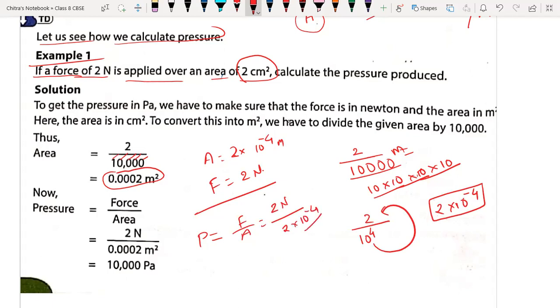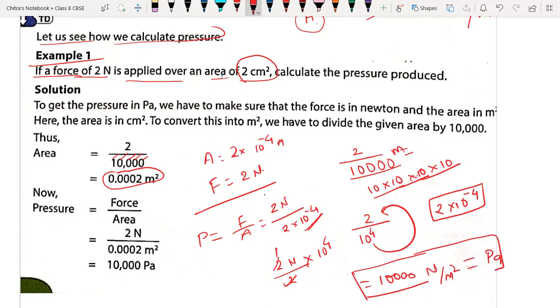Again, we are transferring that 10 to the power minus 4 into the numerator. Whenever we transfer things from denominator to numerator, the power sign will change. So 2 Newton divided by 2 into 10 to the power 4. 2 by 2 is 1, so 1 into 10 to the power 4 is 10,000. So it is 10,000 Newton per meter square, and Newton per meter square is nothing but Pascal. So we have the answer, sir.